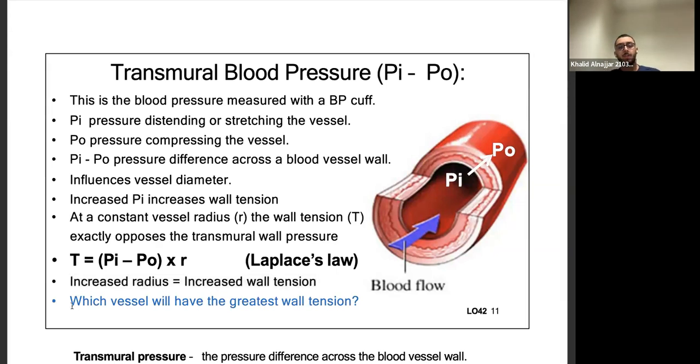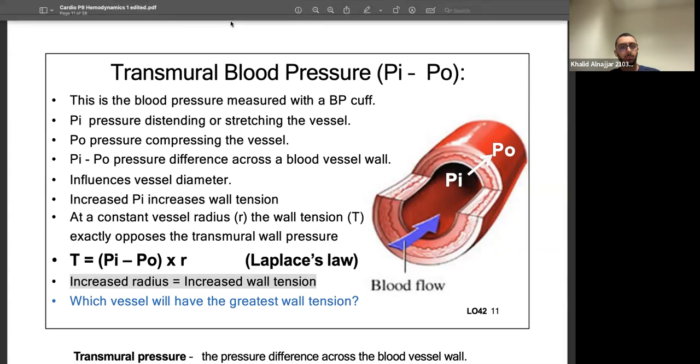Look at the question here. Which vessel will have the greatest wall tension? I want someone to answer this. If you understand the concept here, you should answer this very easily. Which vessel will have the greatest wall tension? Yes, aorta, bravo. So why aorta? Because it has the largest radius. Larger radius means larger pressure inside, pushing against the wall, creating more tension.